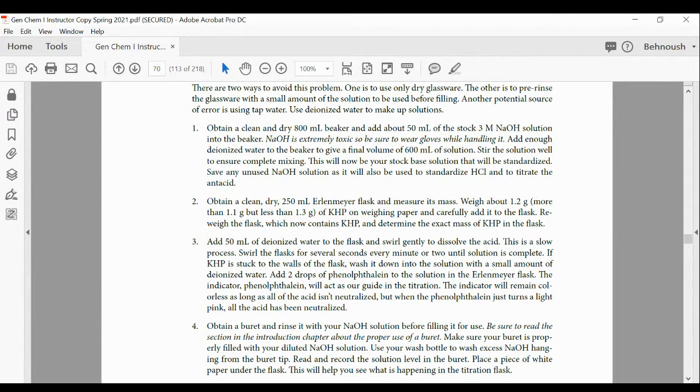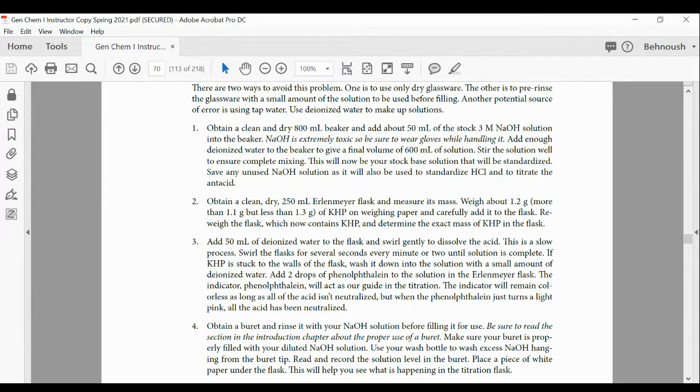With the back titration, first you find out how much acid has been left over, and if you subtract that from the total number of moles of the acid that you used, the difference is the amount of the acid that was consumed by the antacid. Good? Okay. So there are two steps in that case.